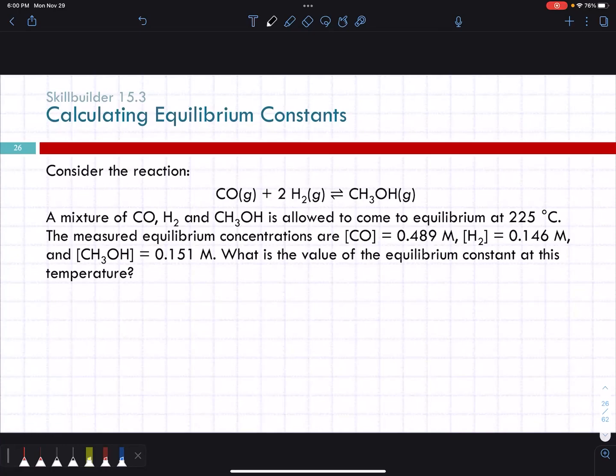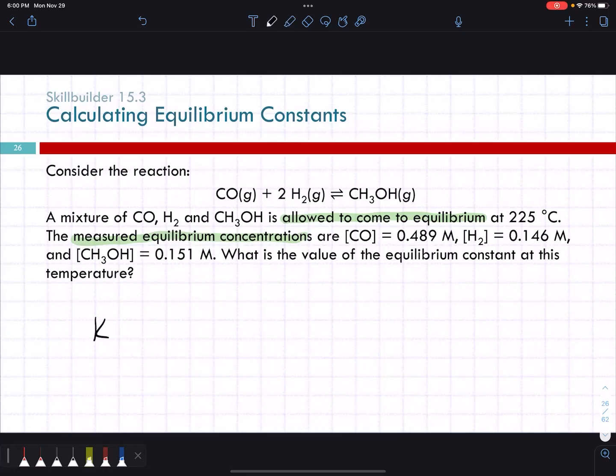So if we have this reaction, where a mixture of carbon monoxide, hydrogen, and methanol is allowed to come to equilibrium. Again, that's a key word. Allowed to come to equilibrium at 225 degrees C. The measured equilibrium concentrations are given there. What is the value of the equilibrium constant at this temperature?